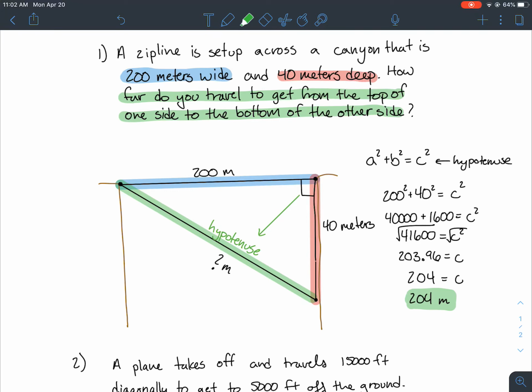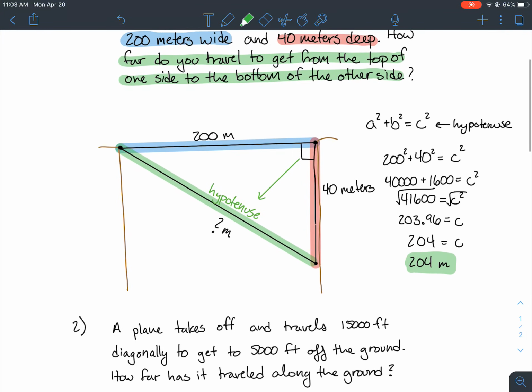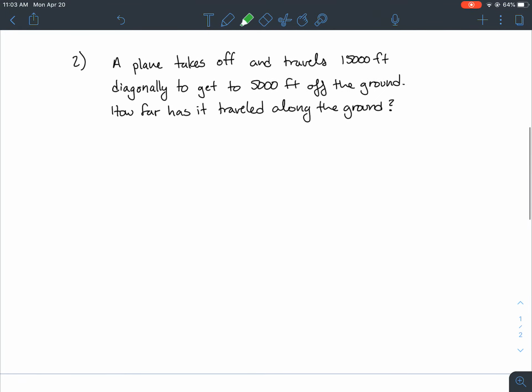So again, the idea is to draw a picture of what it's describing and then find that missing side. And it'll always be with the right triangle, because that's what we need for the Pythagorean theorem. So let's go to the next one. And feel free, like I said before, to always pause if you want to try doing these yourself along with me, because we're only going to do 2 problems here today.